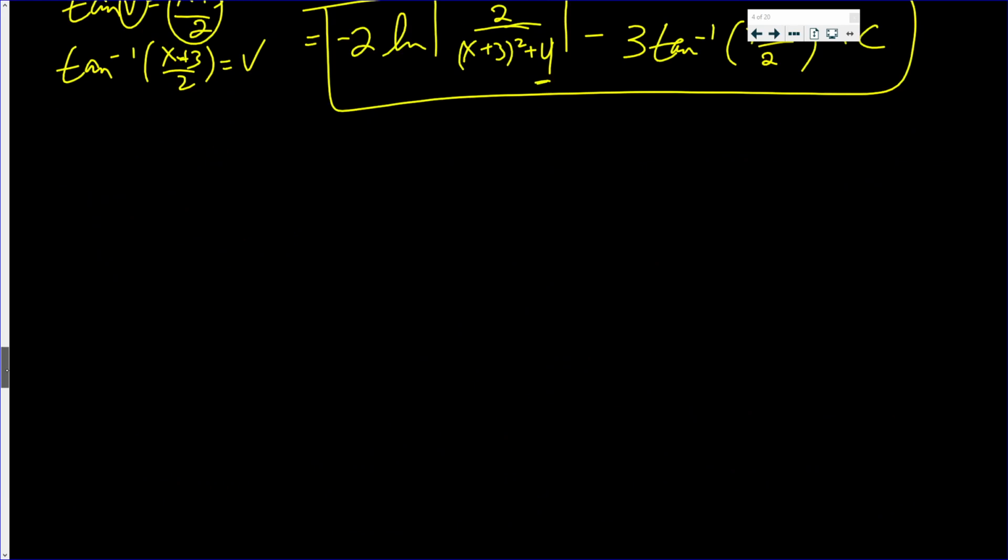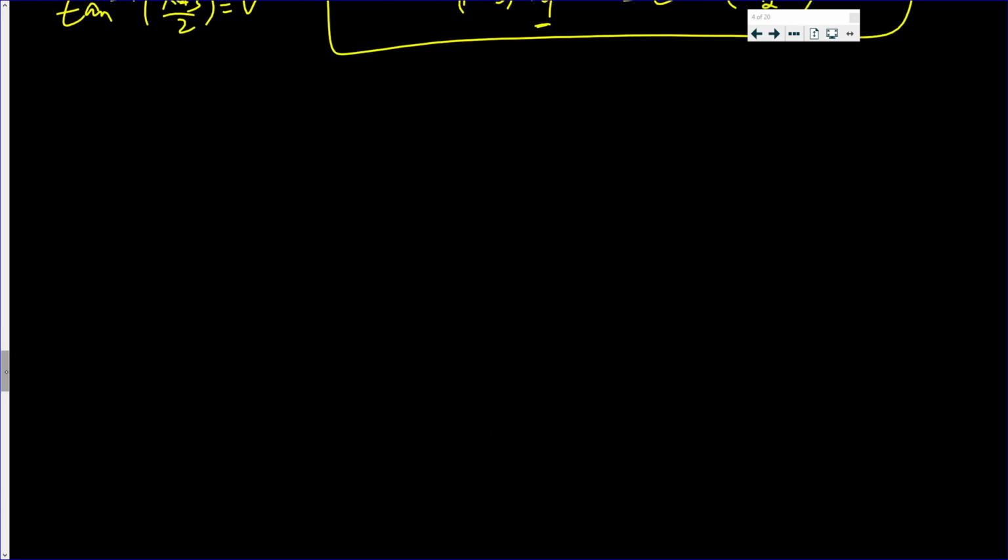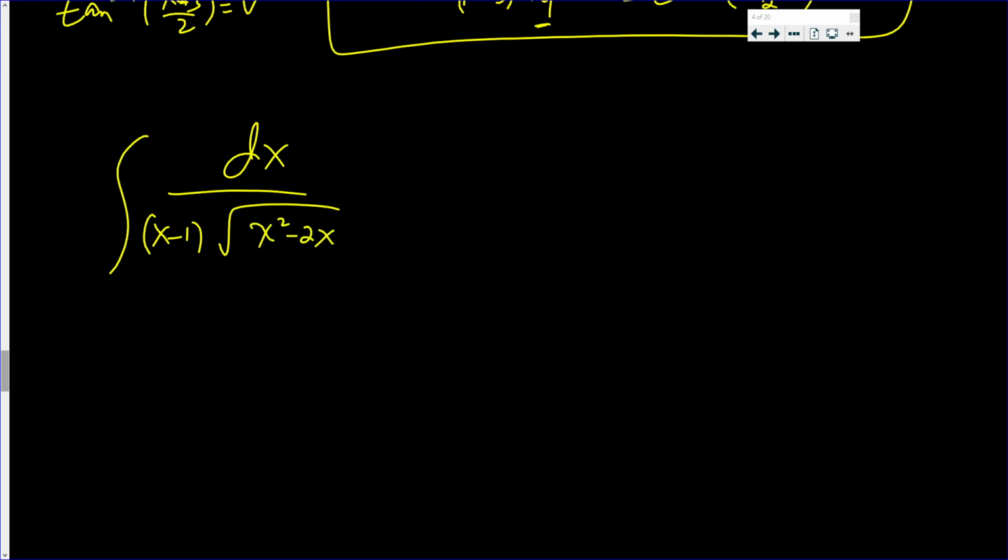Okay. Let us do one more for this section. Suppose you have the integral of dx over x minus 1 times the square root of x squared minus 2x. I would complete the square here. Half of that number is negative 1. You square negative 1, you get 1. So we're going to add 1, and we're going to take away 1.